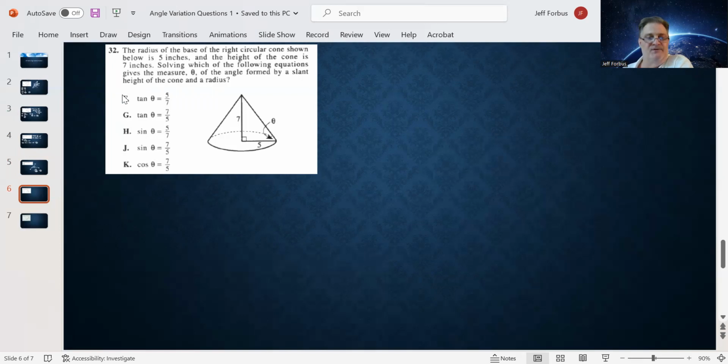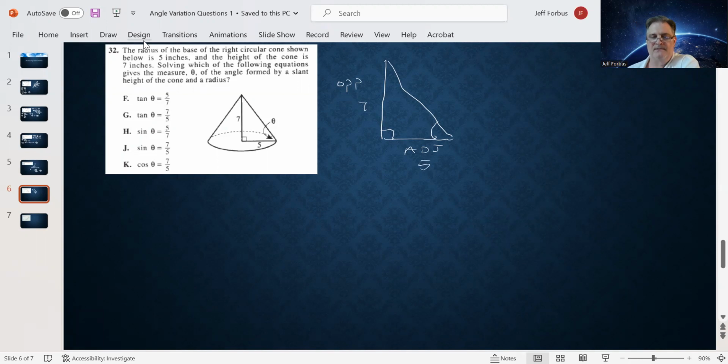Now we need to figure out which one of these formulas can be used to give us theta. So we know we're looking at the triangle. Let me just draw it here. From this perspective. So we're looking at the triangle from this perspective here. So this side is the opposite, and that's also 7. This side is the adjacent, and that's also 5.